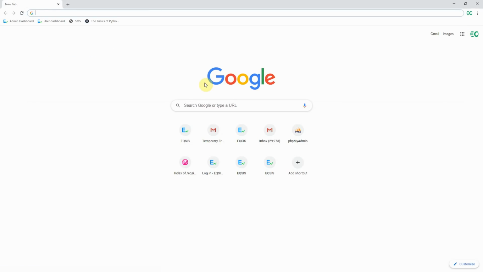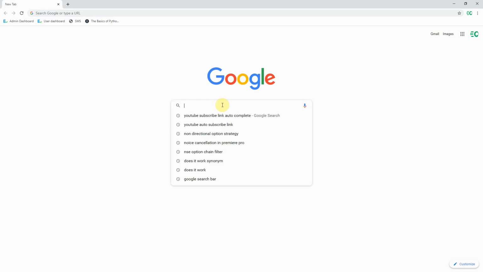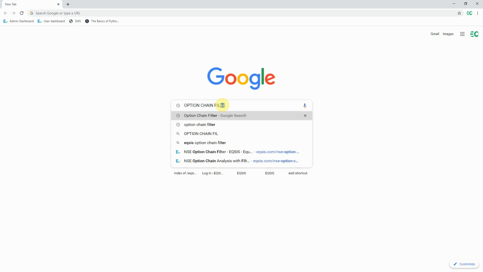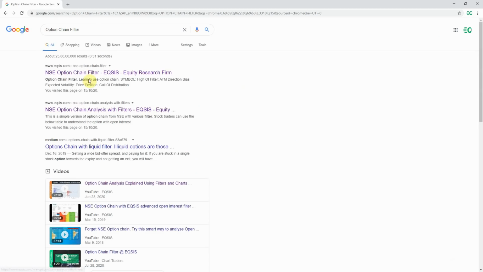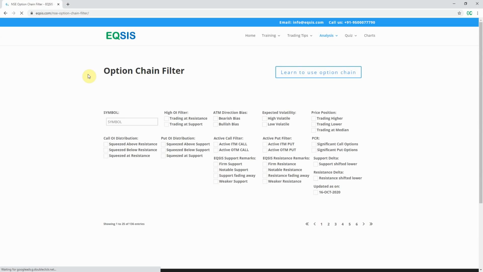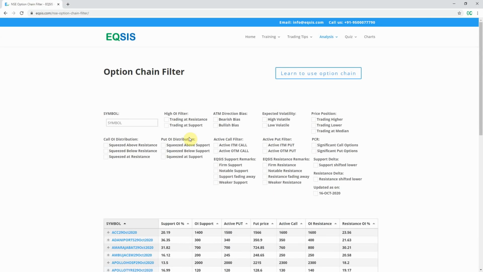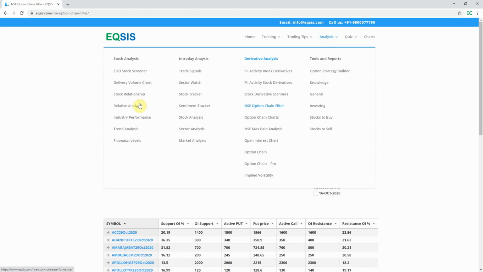Now if I go to Google and say NSE option chain, which is option chain filter, you see something on top of it. If you get into this page, it comes straight into this one. The reason I use the Google search is that it gives you the right link on top. But even if you're familiar with our website, or you use other scanners and filters, you can pretty much find that filter at NSE option chain filter.